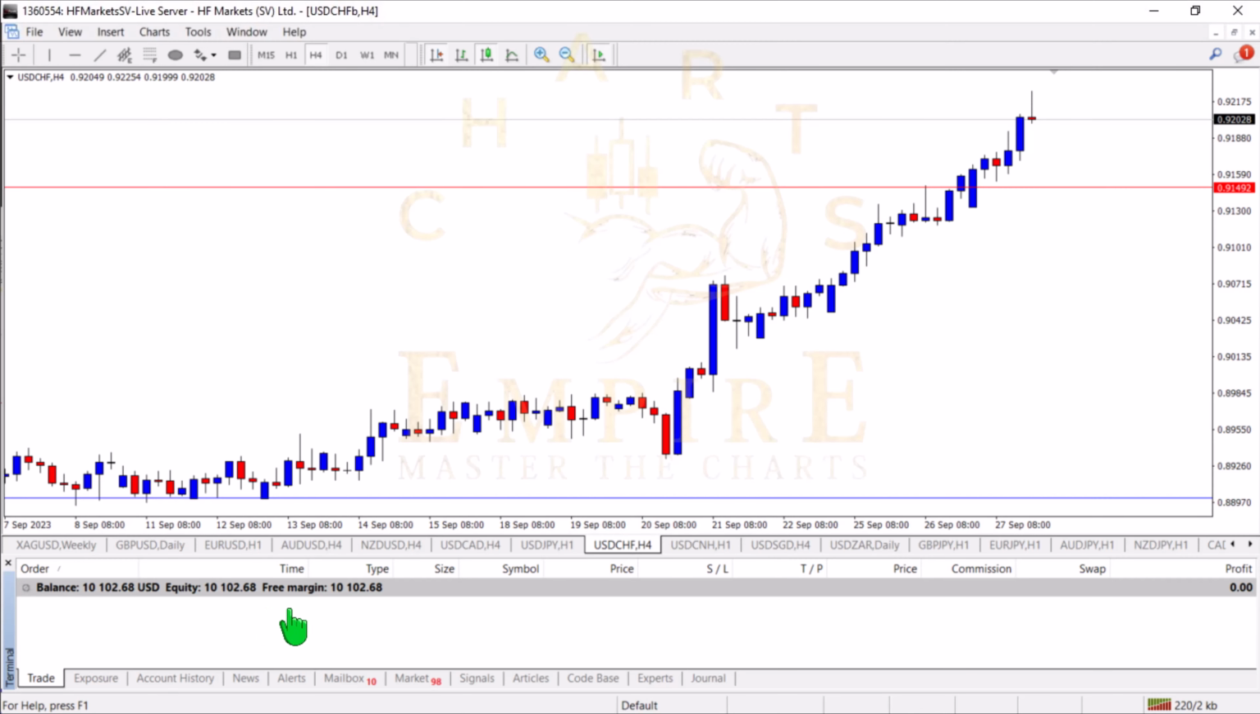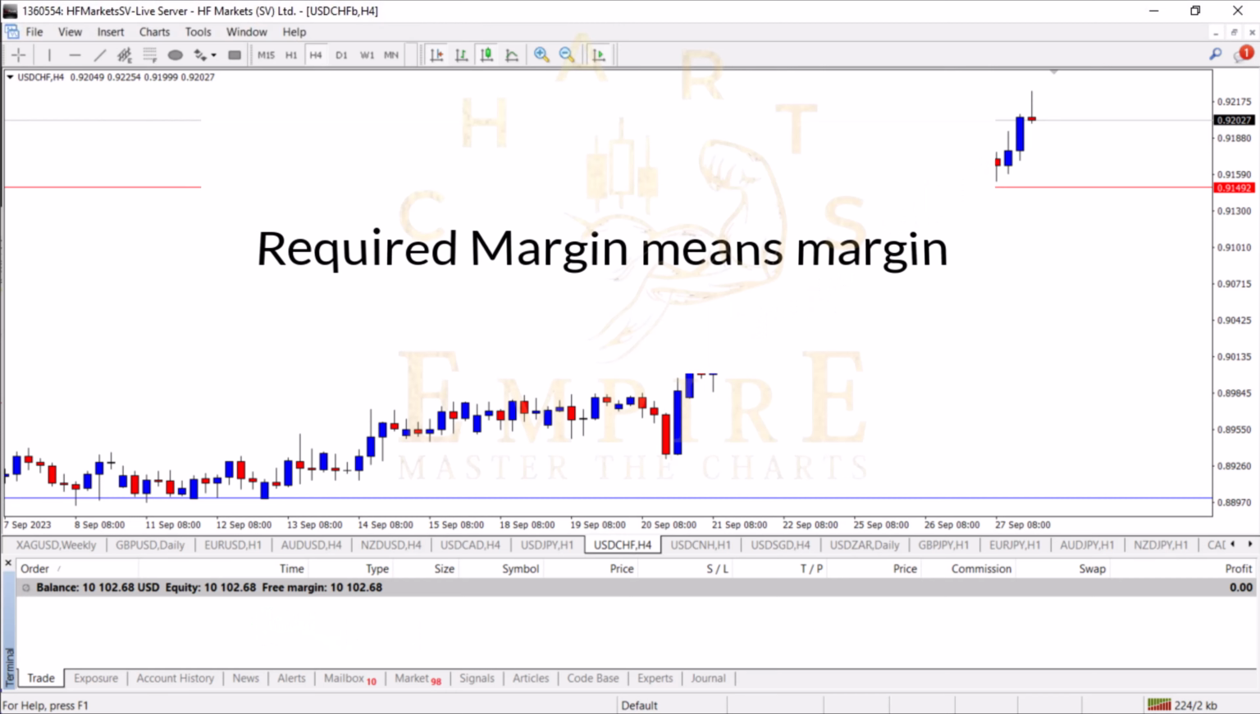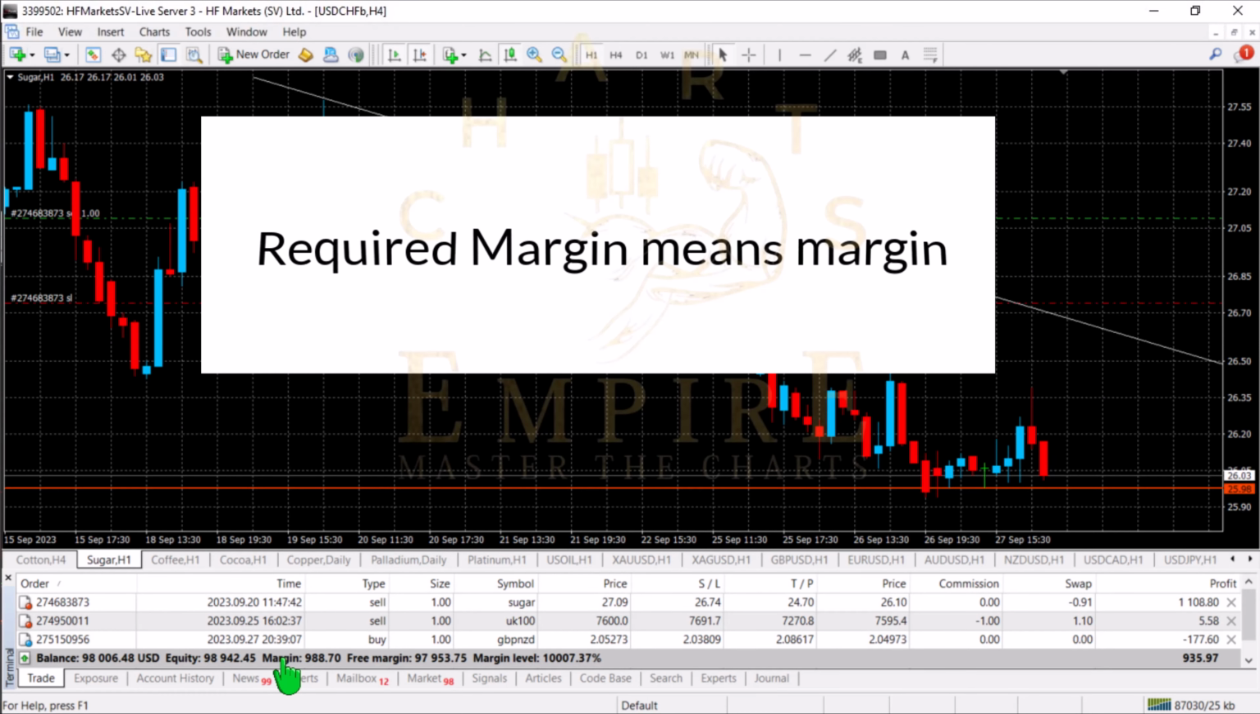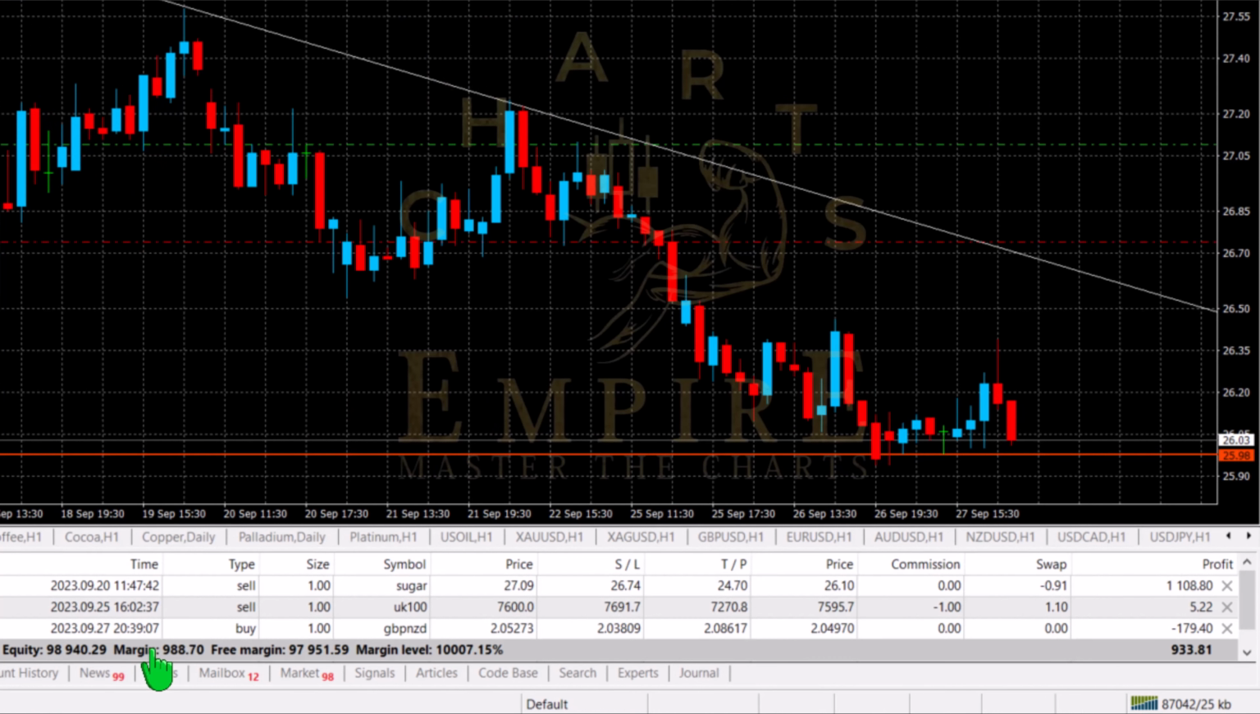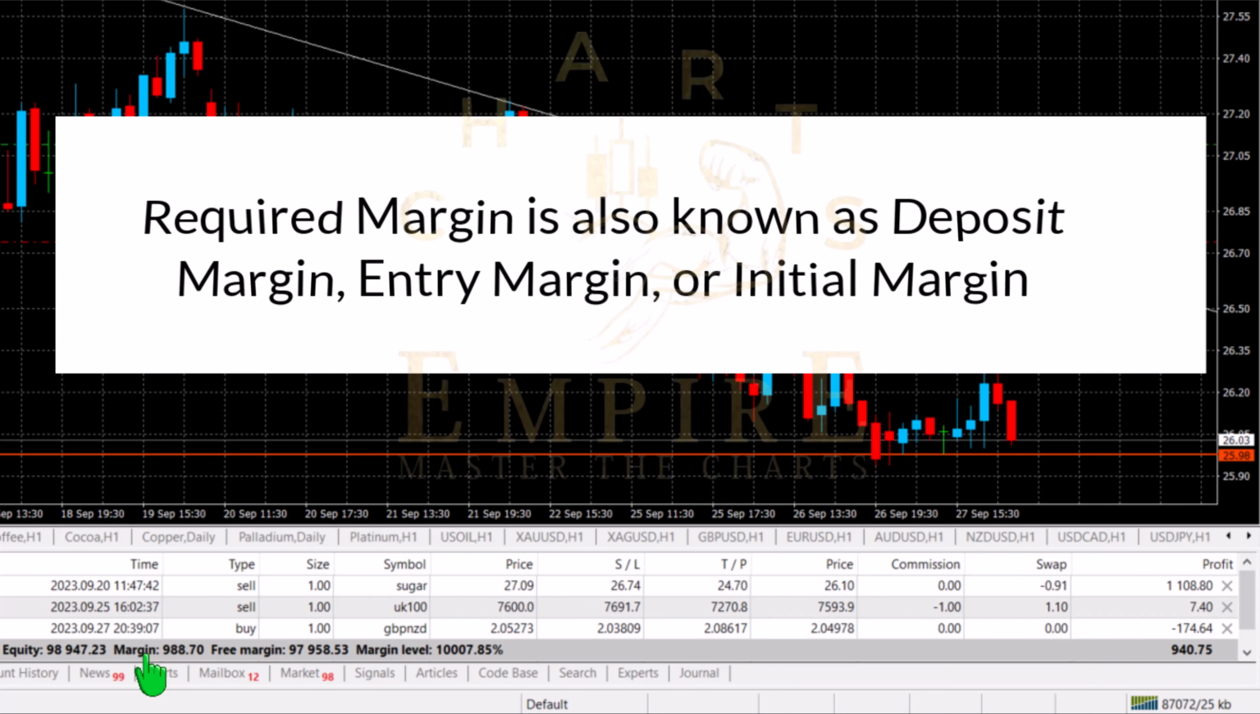Finally, don't be confused when you hear the phrase required margin. Required margin simply means margin. On every position you open in the market, there will always be an allocated required margin amount that will be needed to be preserved for each particular trade. Required margin is also known as deposit margin, entry margin, or initial margin.